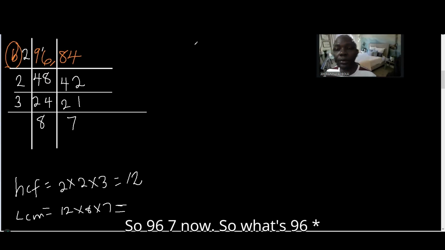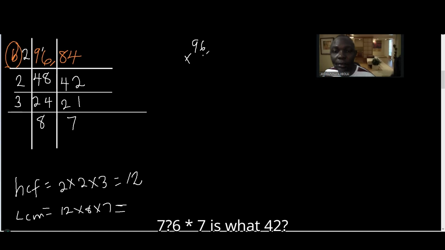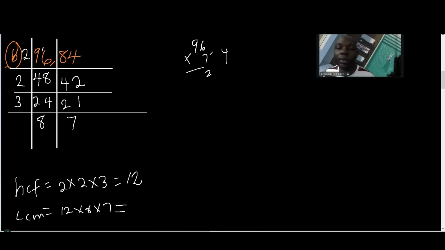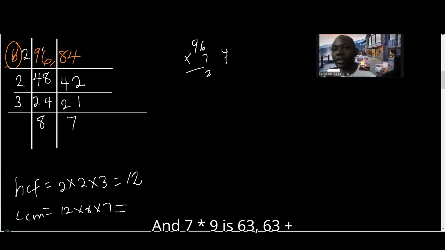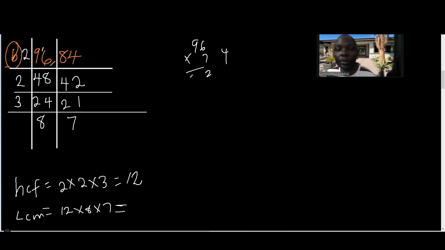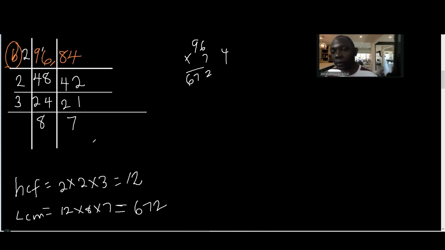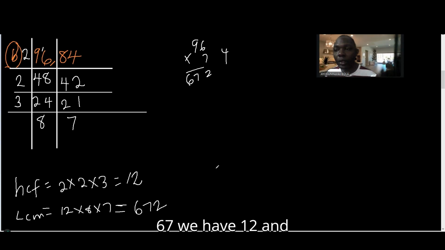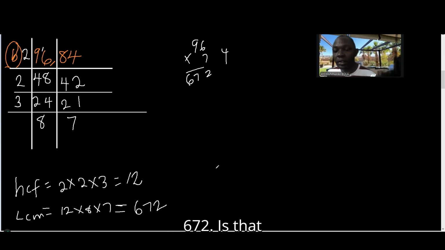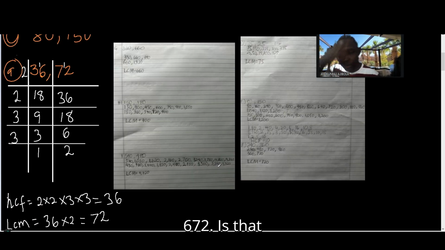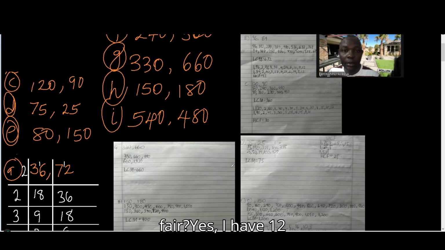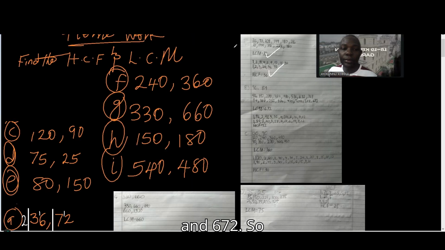So 96 times 7 now. So what's 96 times 7? 6 times 7 is what? 42. And 7 times 9 is 63. 63 plus 4 is what? So this is 672, okay? So we have 12 and 672. Is that clear? Yes.